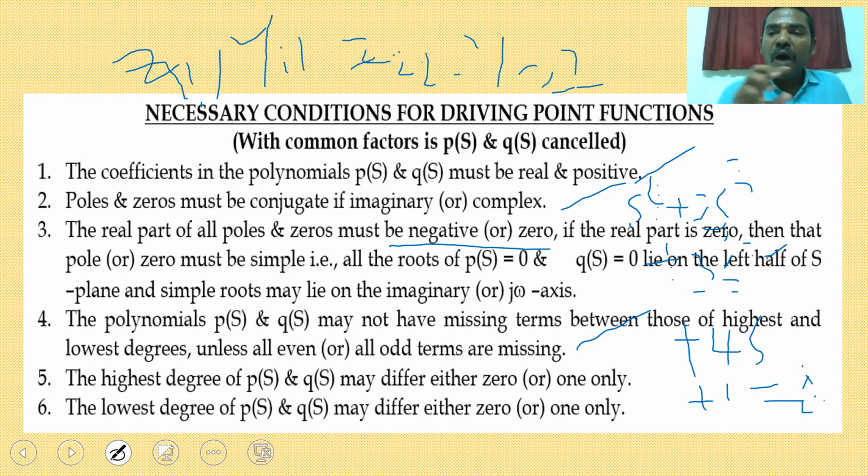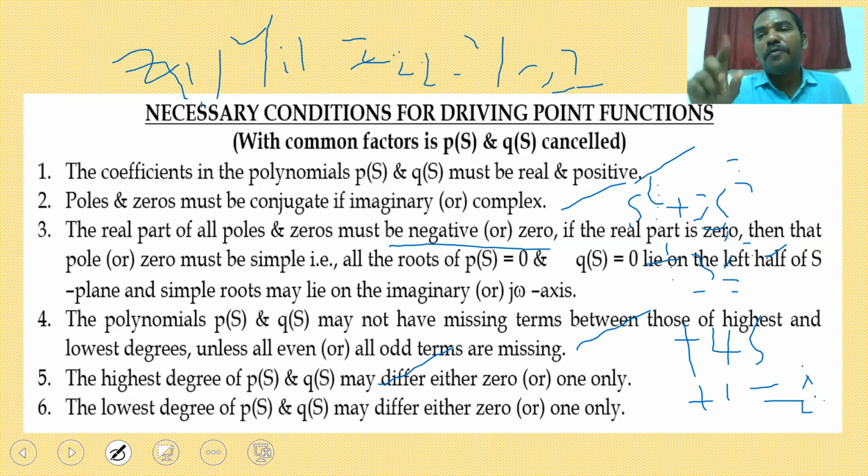But all even terms missing or all odd terms missing is also allowed as a necessary condition for your driving point functions. At the same time, the highest degree of P of s and Q of s may differ by 0 or 1. For example, numerator s power 5 is there, denominator s power 5 is there, so it is differing by 0. Numerator s power 5 is there, denominator s power 4 is there, so it is also differing by 1. It accepts both conditions.